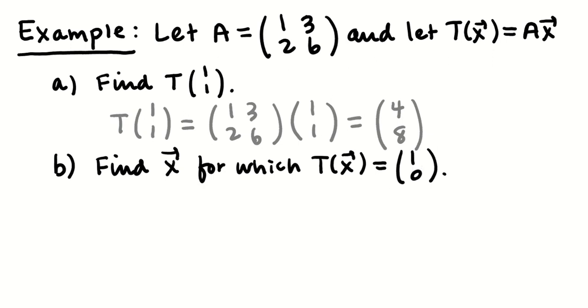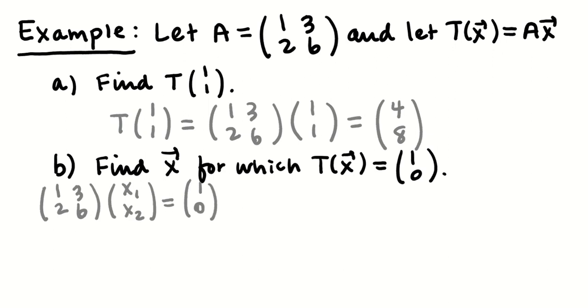Right now I'm trying to convince you that solving for a vector in a matrix equation is going to be the same as solving a system of linear equations. We're going to use row reduction to solve it. So I'm trying to convince you this is actually the same thing. I'm going to have 1, 2, 3, 6 times some vector x, which is going to have to be a two-dimensional vector, and that's going to equal 1, 0.